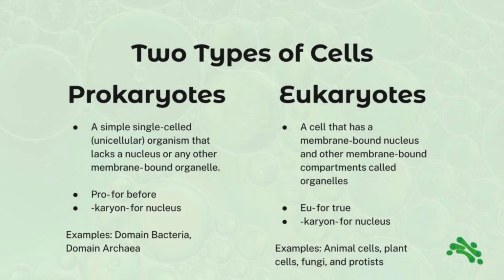Eukaryotes, on the other hand, have membrane-bound organelles and membrane-bound compartments, membrane-bound nuclei, eu for true, karyon for nucleus. Again, with science, a lot of the names will tell you exactly what they are if you can remember the roots. Examples of these are animal cells, plant cells, fungi, and protists.